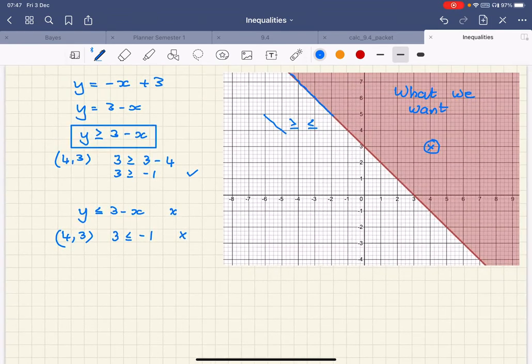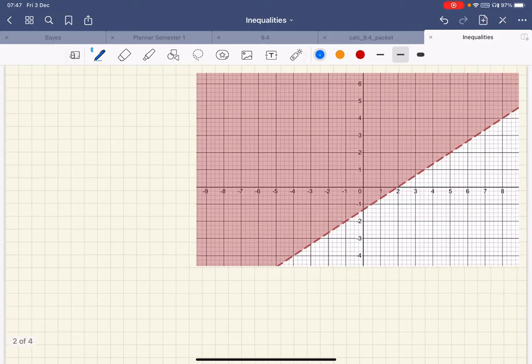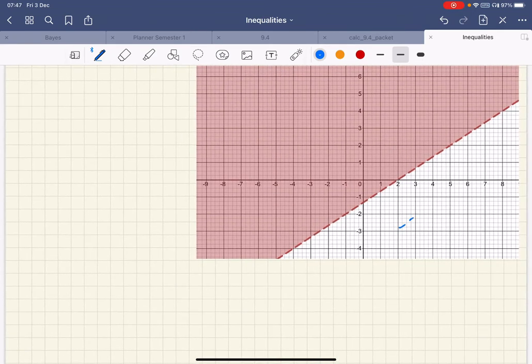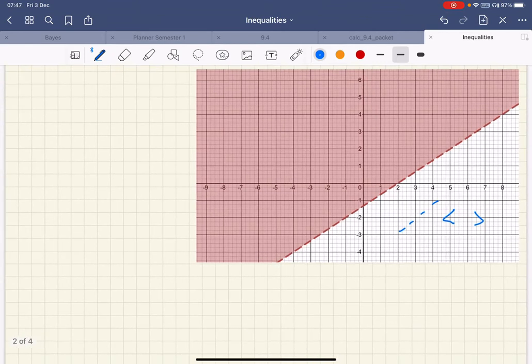Okay, let's do another one, slightly tougher one. So again, we've got a region shaded here, and this time we've got a dotted line. Now if we have a dotted line, that means that it's either less than or greater than, but with no equal sign. First thing we need to do is get the gradient of this dotted line.